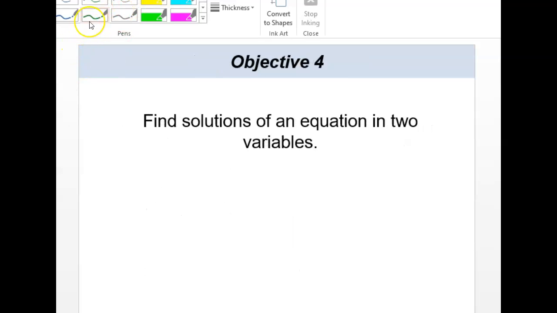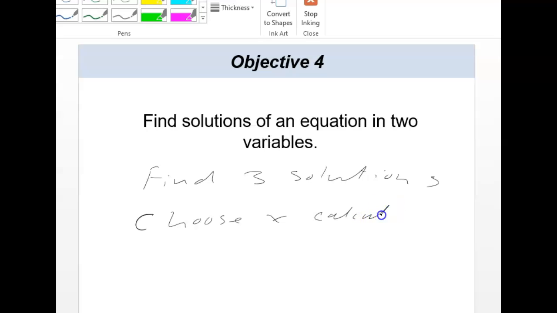All right, so finding solutions of an equation in 2 variables. We just found a solution, or asked about a solution. It's helpful to be able to find more than one solution. Let's find 3 solutions. So you pick an x. Choose x and then calculate y. That's what you're going to do, but you're going to do it for 3 different x's.